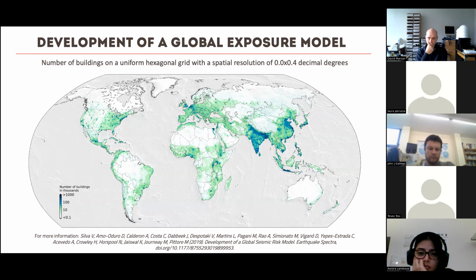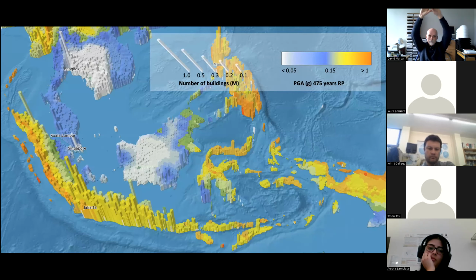And we had global seismic hazard at the global scale. Now this is the number of buildings, also in an evenly spaced grid. And if I now overlap exposure with seismic hazard, it can give you very interesting results.